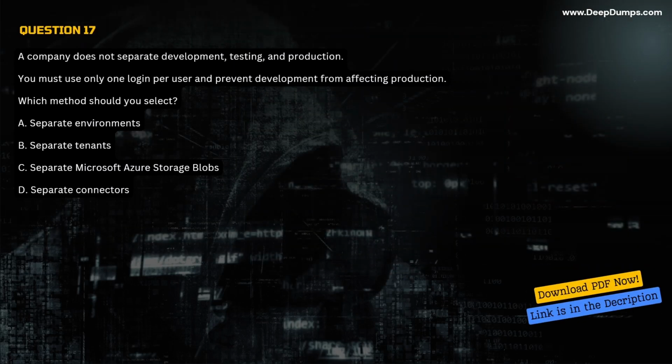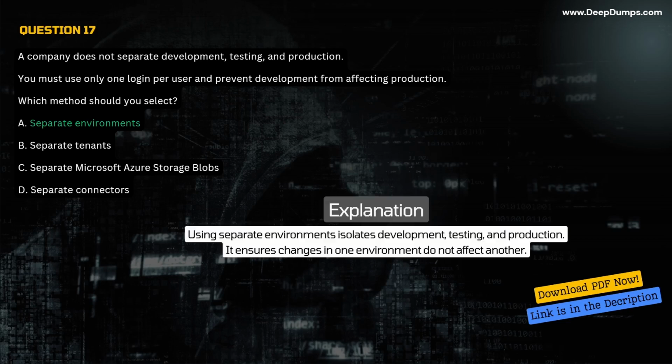Question 17. A company does not separate development, testing, and production. You must use only one login per user and prevent development from affecting production. Which method should you select? A. Separate environments. B. Separate tenants. C. Separate Microsoft Azure storage blobs. D. Separate connectors. Correct answer A. Separate environments. Explanation. Using separate environments isolates development, testing, and production. It ensures changes in one environment do not affect another.